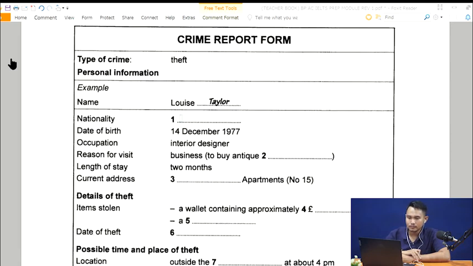Good morning. What can I do for you? I want to report a theft. I had some things stolen out of my bag yesterday. I'm sorry to hear that. Right, so I'll need to take a few details. Can I start with your name? Louise Taylor. Okay, thank you. And are you resident in the UK? No, I'm actually Canadian, though my mother was British. And your date of birth? December 14th, 1977. So you're just visiting this country? That's right. I come over most summers on business.